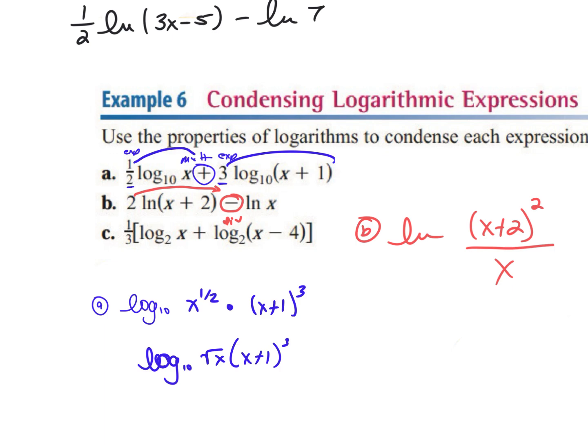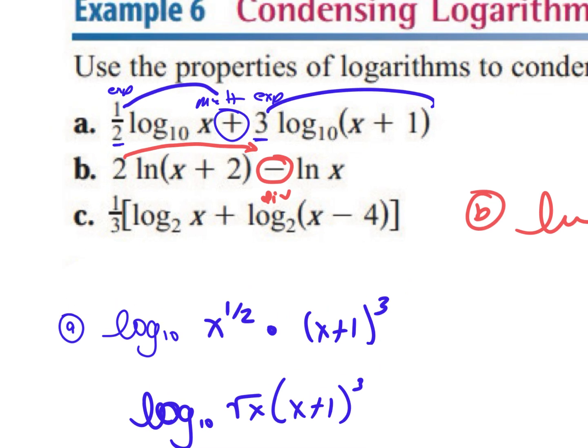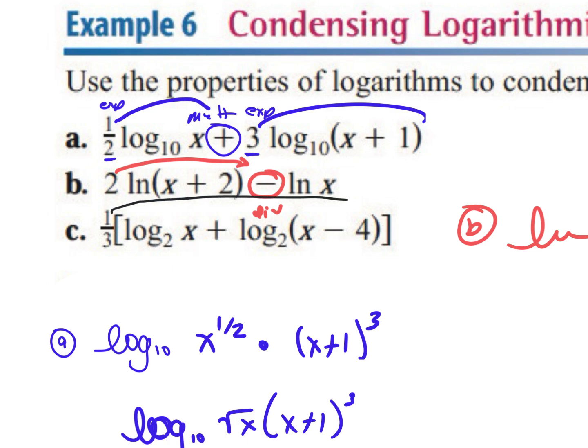All right, letter C. What do you guys notice about the 1/3? Where is it placed? In front of everything. So that is going to become my exponent of the entire thing. So make sure you see that. If I have something raised to the 1/3 power, what root is that? Cube root, okay? So I have log little 2, log little 2. What is this going to become? Multiplication. So let's write that out.